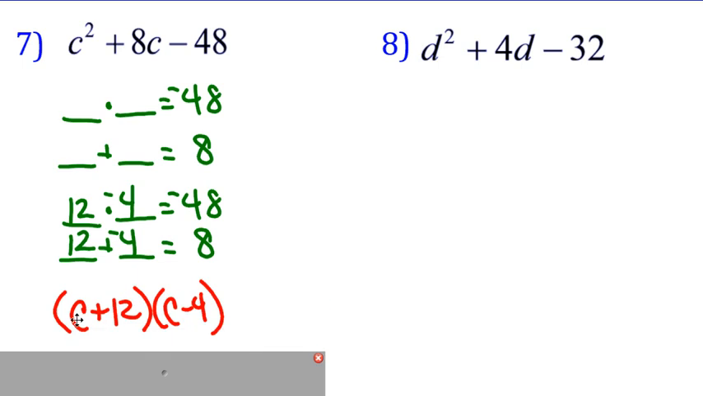And to check, remember, distribute your factors to get to the original polynomial. So let's check. C times c, that's c squared. C times negative 4, that's negative 4c. 12 times c, that's 12c. A positive 12c and a negative 4c gives you back the 8c. 12 times negative 4 is negative 48. So we factored the polynomial correctly with a lot fewer steps than we did before.